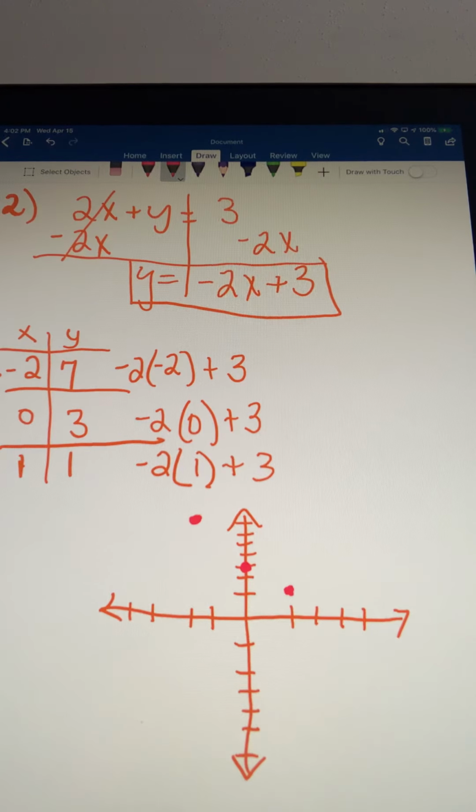If the dots don't form a straight line, something went wrong, so always check. Now we have a straight line. We make our line with our arrows, and we are done. So again, step 1, y equals mx plus b. Get your equation into y equals mx plus b. Step 2, right here, fill in your x and y function table. Step 3, graphing. Okay, we're all set with that one.